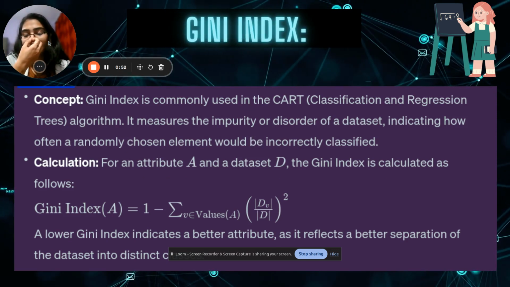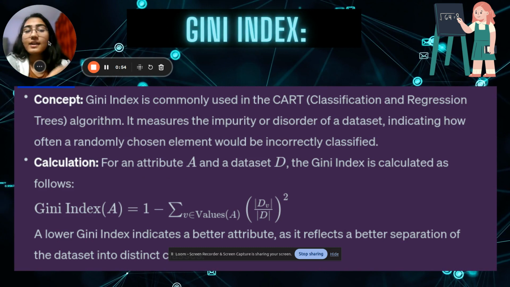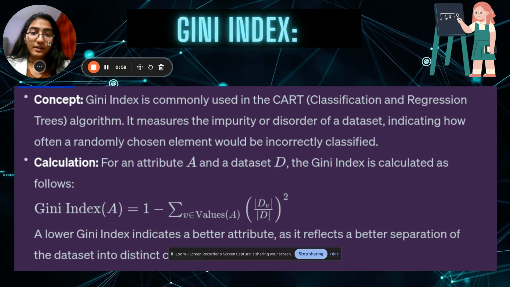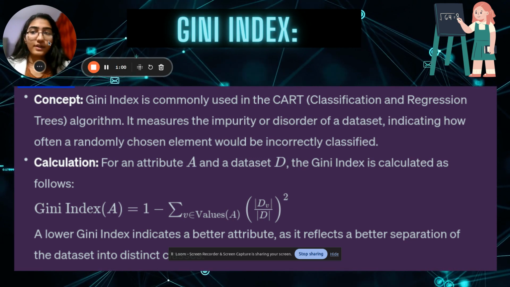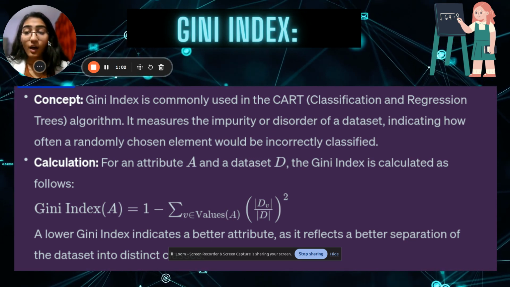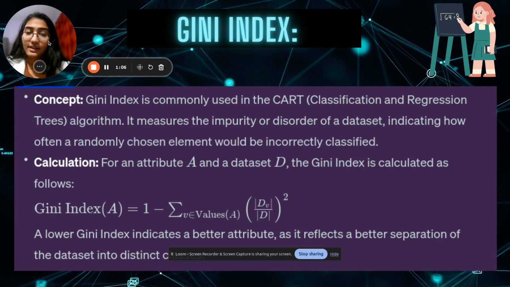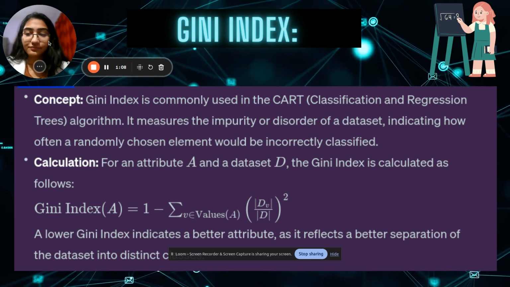Second, we have Gini index. The concept of the Gini index is commonly used in CART, classification and regression tree algorithms. It measures the impurity or disorder of a dataset, indicating how often a randomly chosen element would be incorrectly classified.